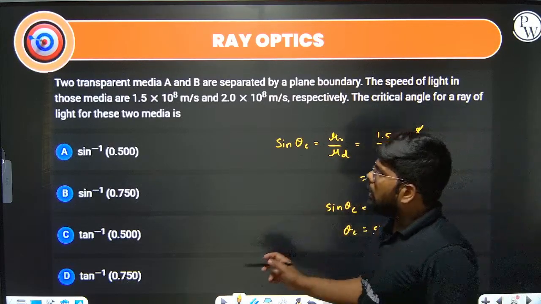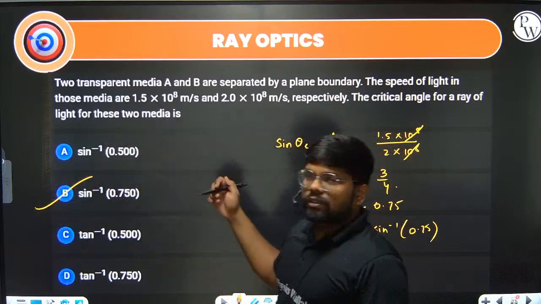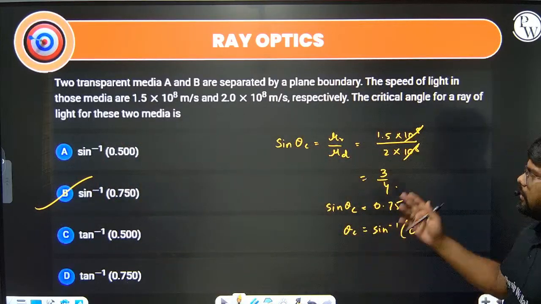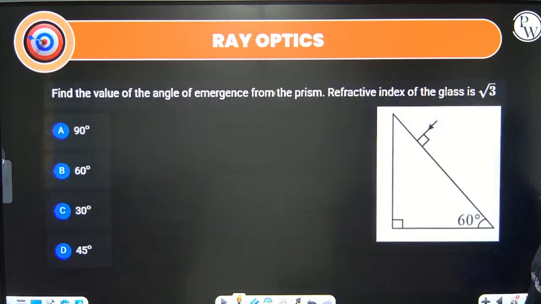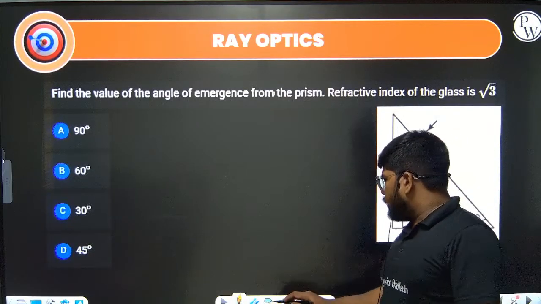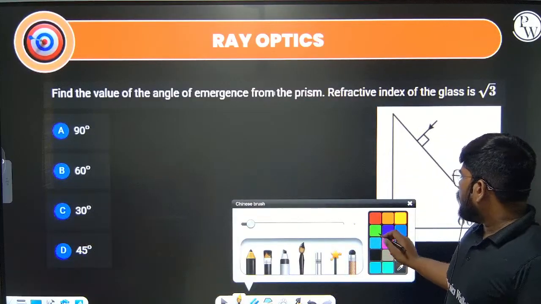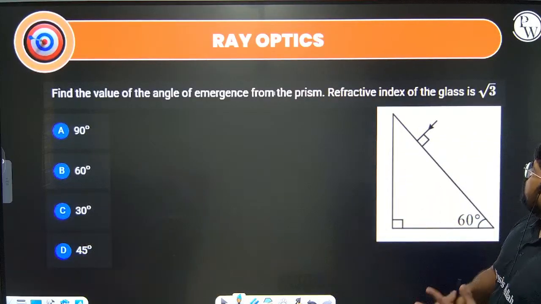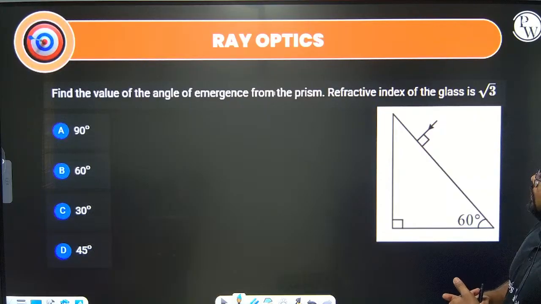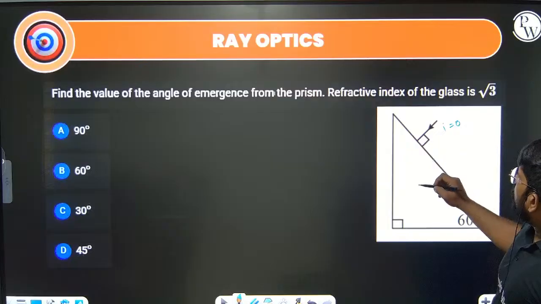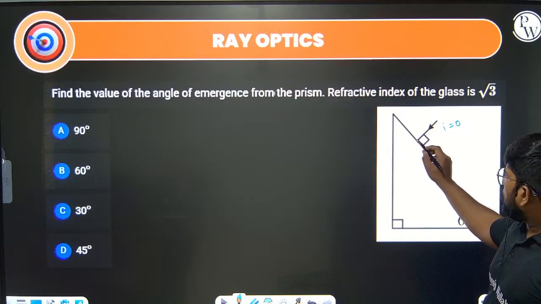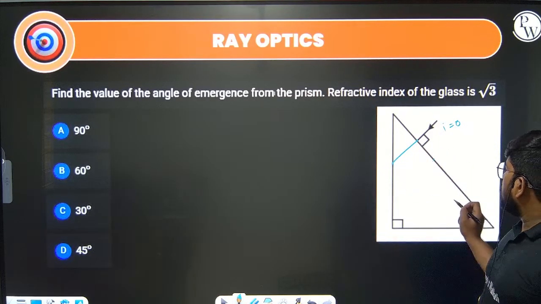Again, almost a direct question, but instead of giving the refractive index, they gave the speeds. Still we can use a relation: mu is inversely proportional to speed. Again, see, prism is also becoming a favorite topic for NTA. So we have the angle of incidence i equal to 0, and the refractive index is given, so the ray is going to go like this, and it is incident.